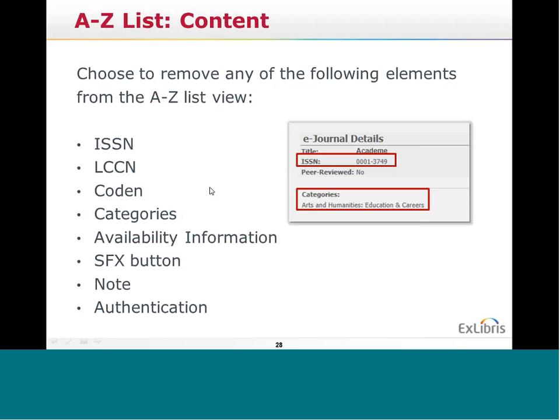You can also decide to remove certain elements from the A to Z list view, if, for example, they may not be useful to your users. Any of these items listed here can be removed from the A to Z list user interface. And it will also apply when you click on the information button and see the pop-up window. So for example, if categories are not useful to have displayed in the A to Z list, and also when you click on the information button, categories can be removed from the display.